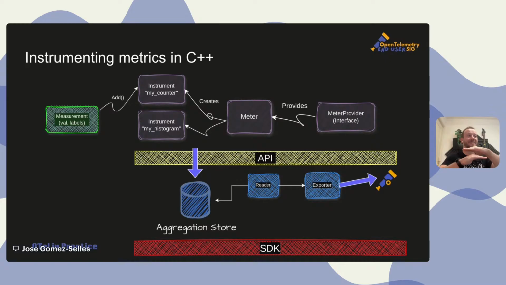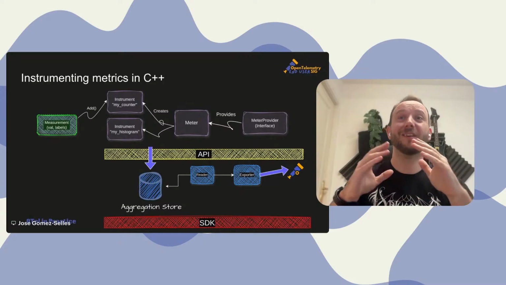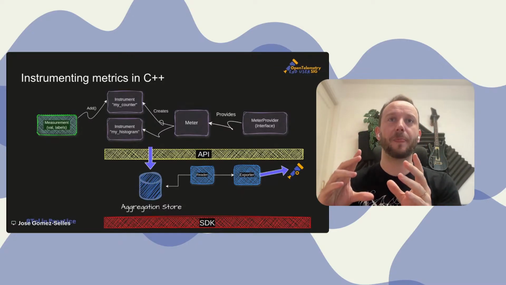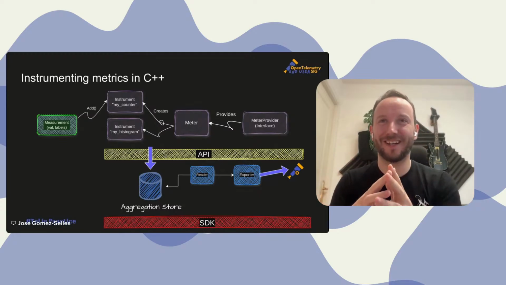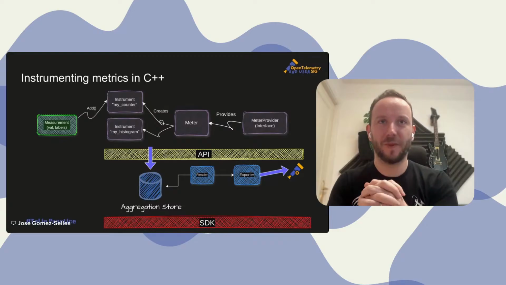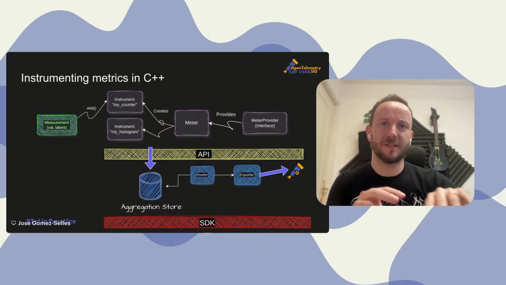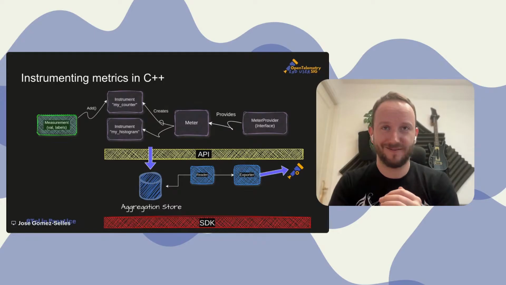So we have this differentiation. And why is this differentiation important? Because in the top part, the API, is where I pollute my code, so to say, right? It's the dirty part. I need to put this everywhere in my code. But the SDK, I can put somewhere else, and it's just hidden from the rest of the code, and it's easy to change.